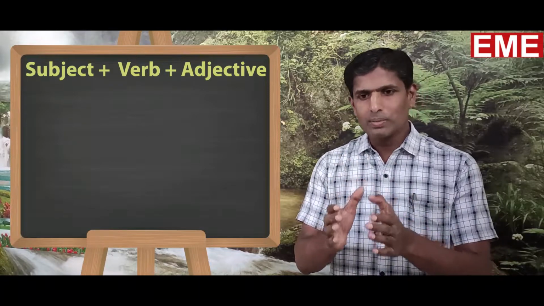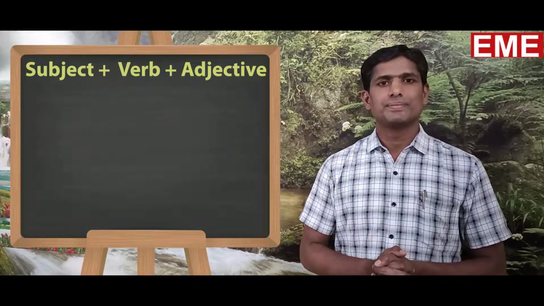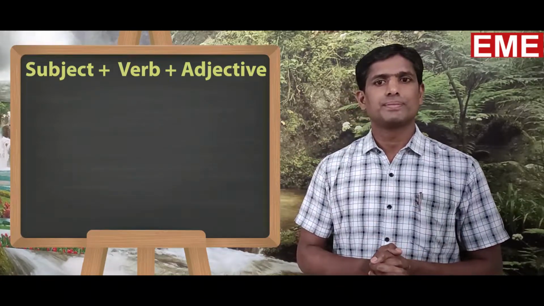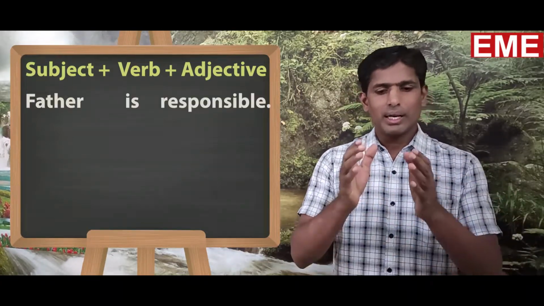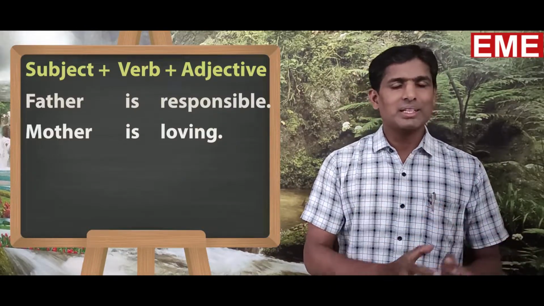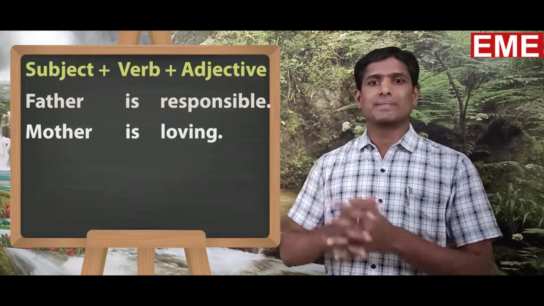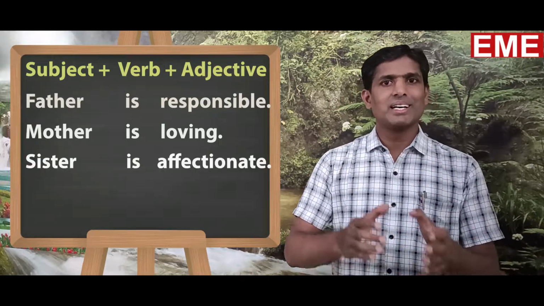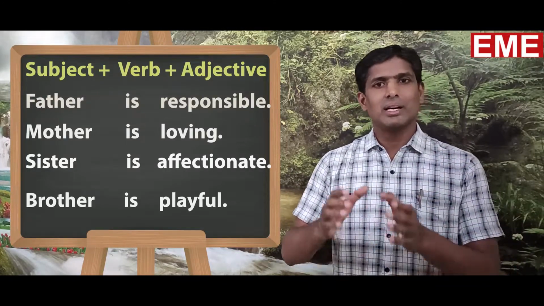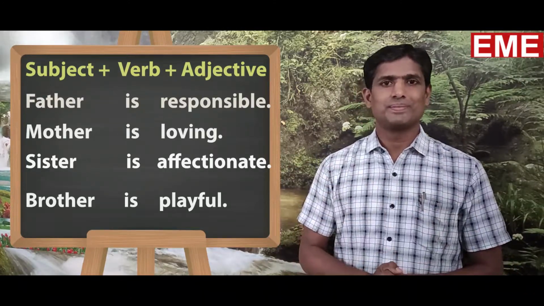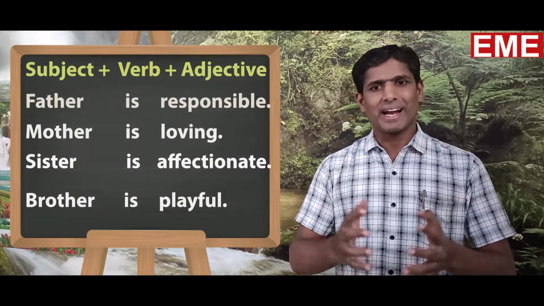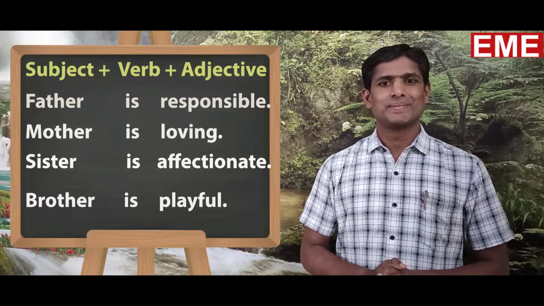Subject, verb, adjective. Father is responsible. Mother is loving. Sister is affectionate. Brother is playful. How is it? Difficult? Very easy, right? I told you already.